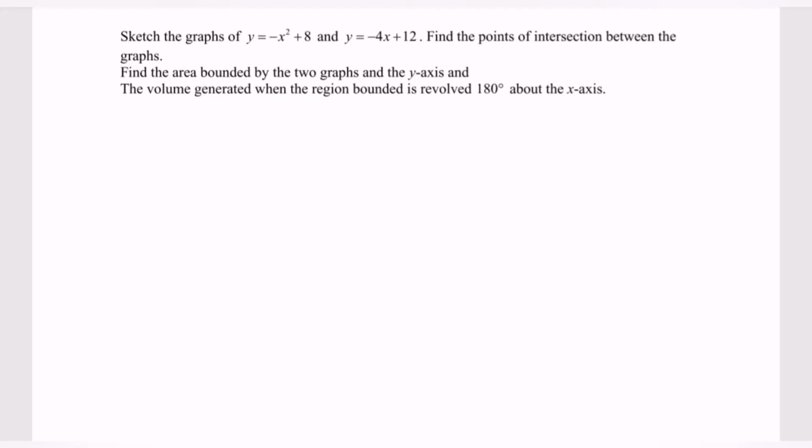Hello everyone, in this video I'm going to discuss the topic integration. So here we have the example for area and volume. Sketch the graph of y equals negative x squared plus 8 and y equals negative 4x plus 12. Find the points of intersection between the graphs. So now I'm going to find the points of intersection between the graphs.